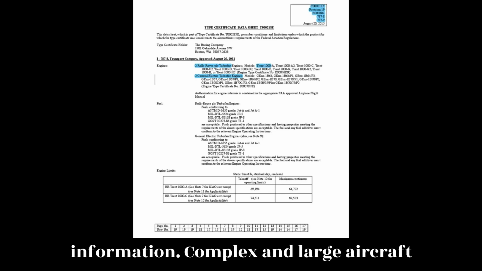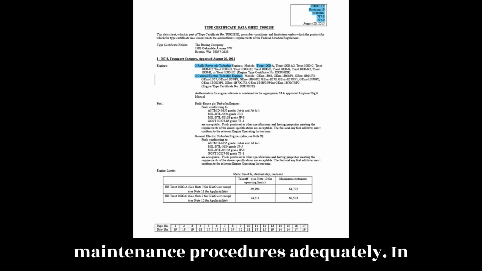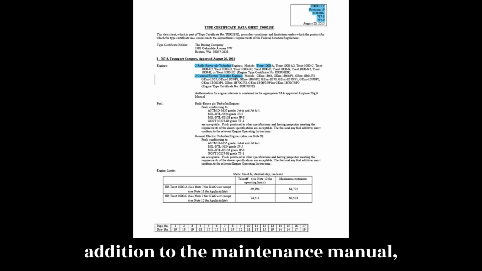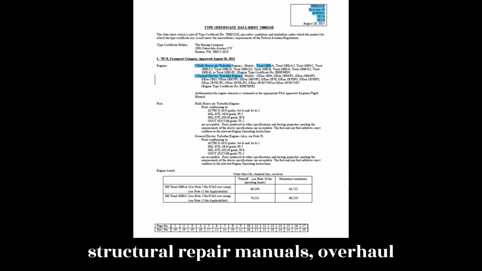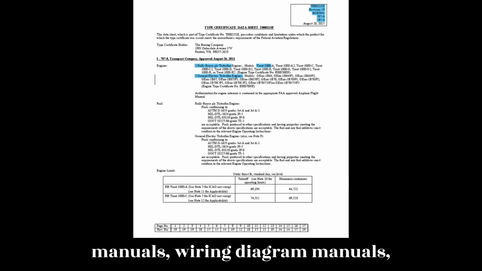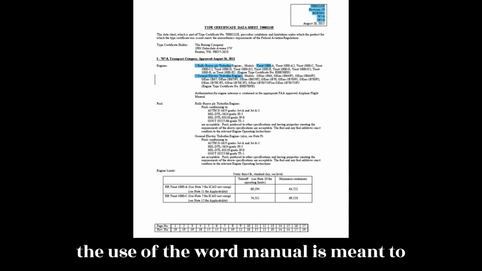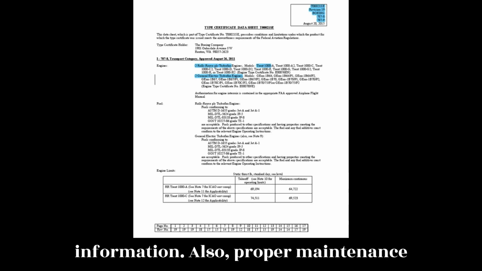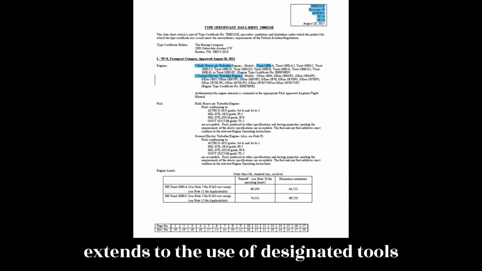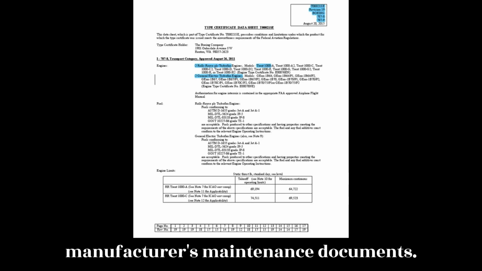Complex and large aircraft require several manuals to convey correct maintenance procedures adequately. In addition to the maintenance manual, manufacturers may produce such volumes as structural repair manuals, overhaul manuals, wiring diagram manuals, component manuals, and more. Note that the use of the word manual is meant to include electronic as well as printed information. Also, proper maintenance extends to the use of designated tools and fixtures called out in the manufacturer's maintenance documents.